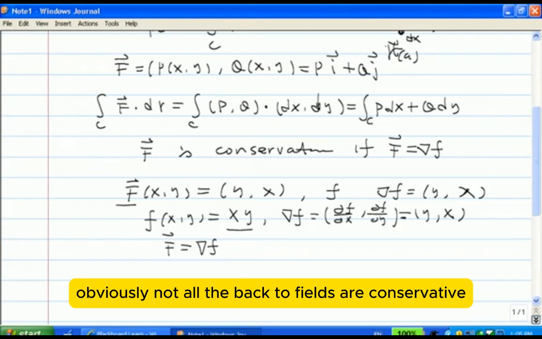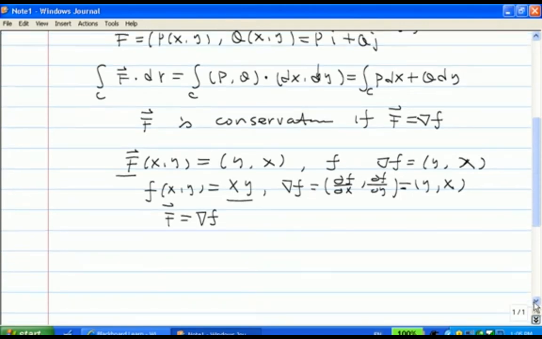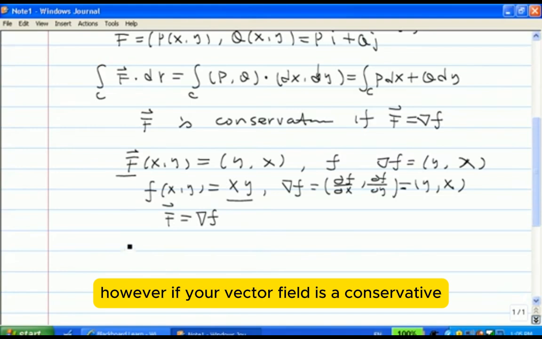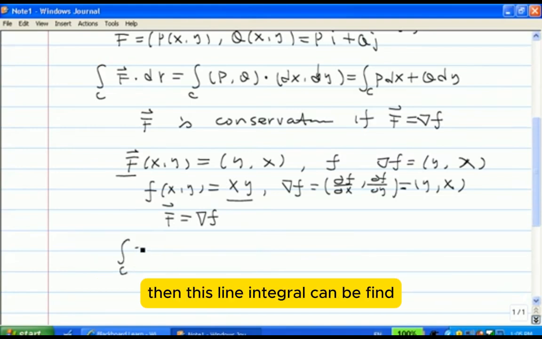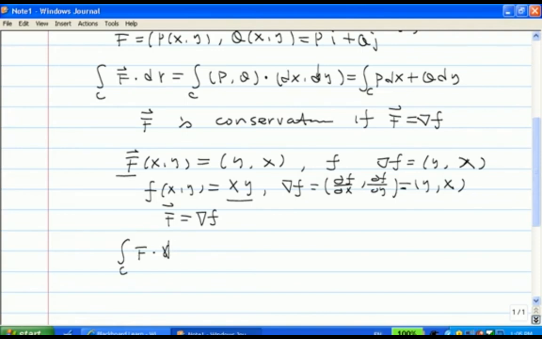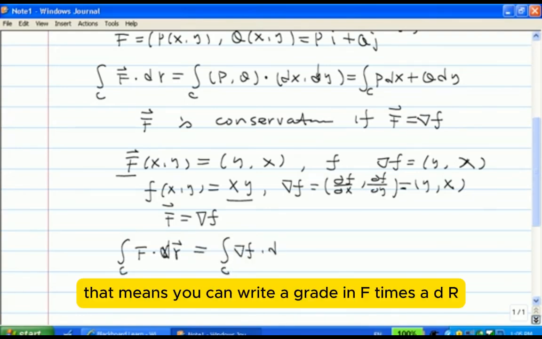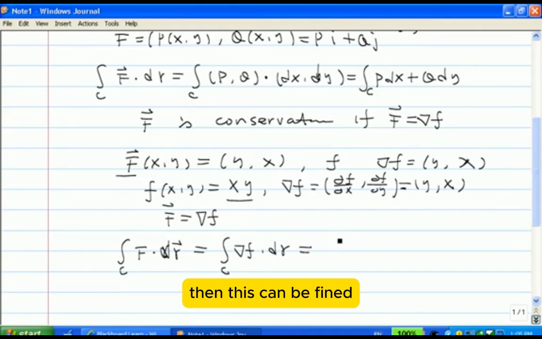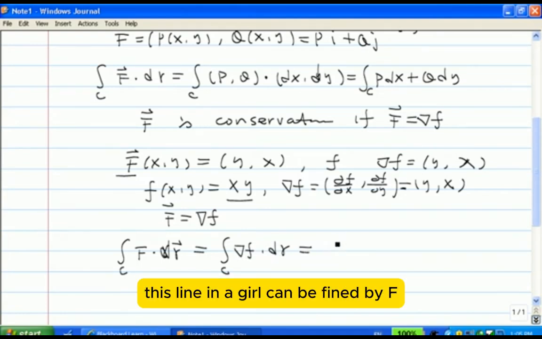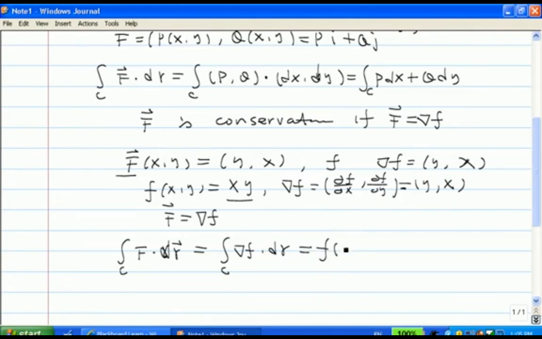Obviously, not all vector fields are conservative. However, if your vector field is conservative, then this line integral can be defined differently. If this is conservative, that means you can write gradient f times dr. Then this line integral can be defined by f(r(b)) minus f(r(a)).